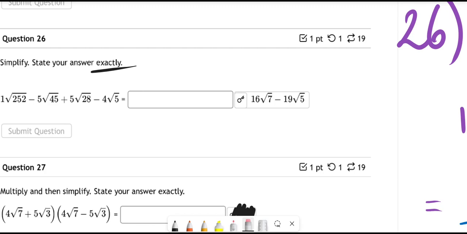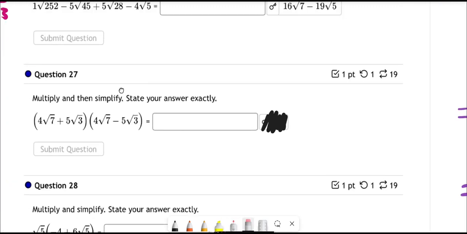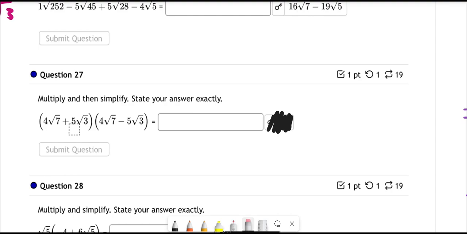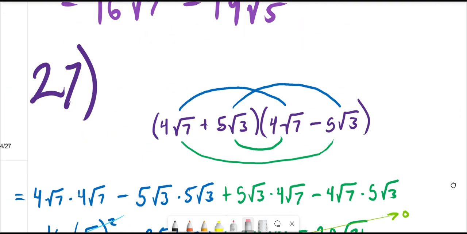On to question 27. 27 is a product of two radical expressions. Actually, it looks very suspicious because we have matching in all places except for here where we have two different signs. This is going to look like a difference of squares formula, and we're going to see a lot of cancellation in the radicals. So here's my work for 27. Let's see how it goes.